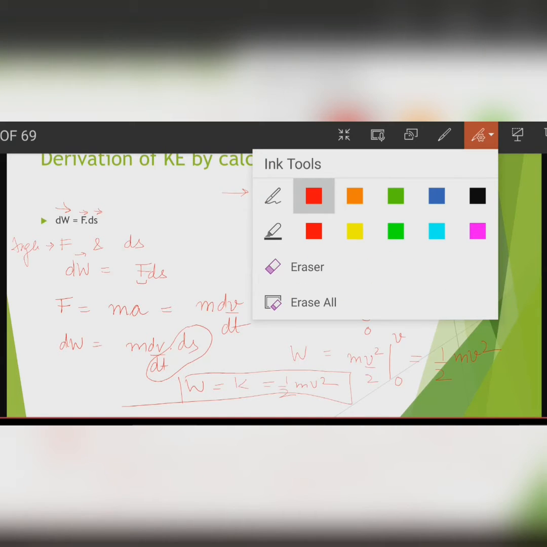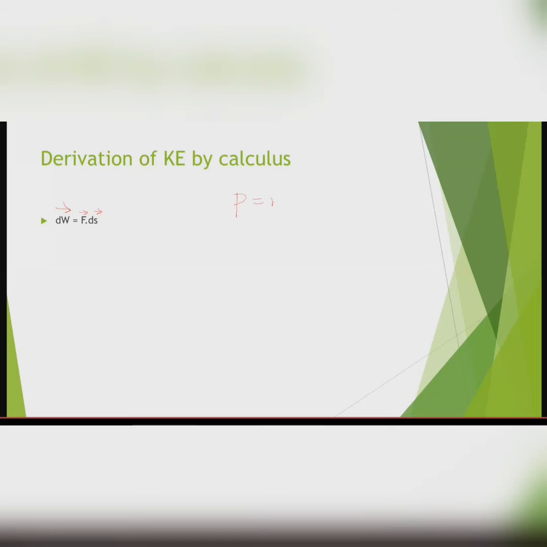Along with this expression, we can also see the relationship between kinetic energy and momentum of an object. We know that momentum is m into v, mass into velocity of the object. Tell me, is momentum a vector quantity or a scalar quantity?